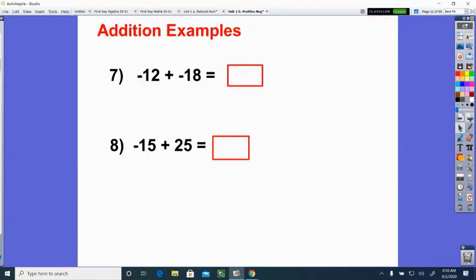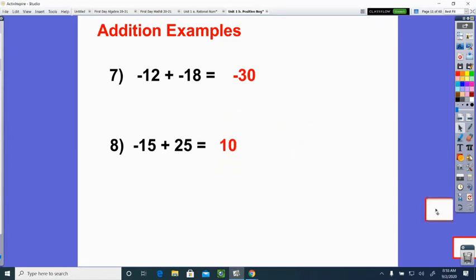Okay, here comes your chance. Can you pause the video and do number 7 and 8, and when you have your answers, come back. The Edpuzzle may stop and have you answer it anyway. Okay, let's see how you did. Did you add 12 and 18 because they're both negative, both the same sign, and did you keep it negative? Now, a negative and a positive, one of each. Did you subtract 25 minus 15? And then because the 25 is heavier, is your answer positive? Should be 10.